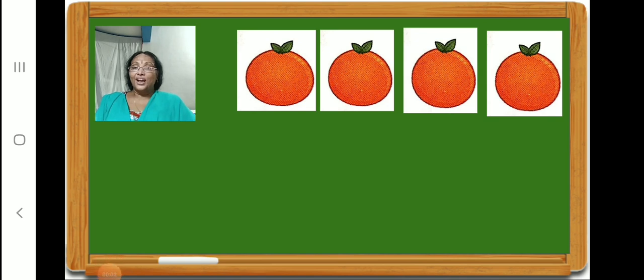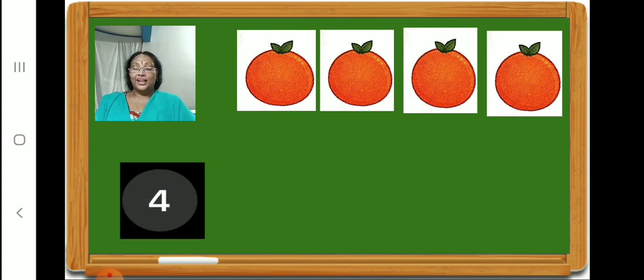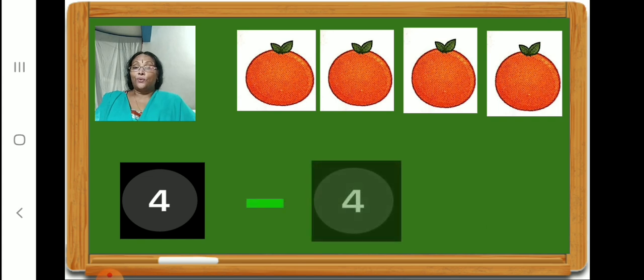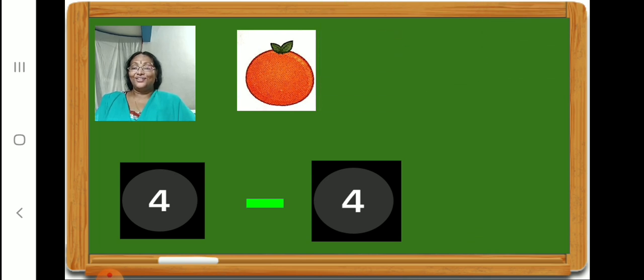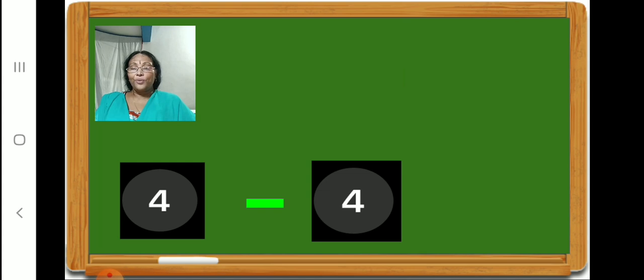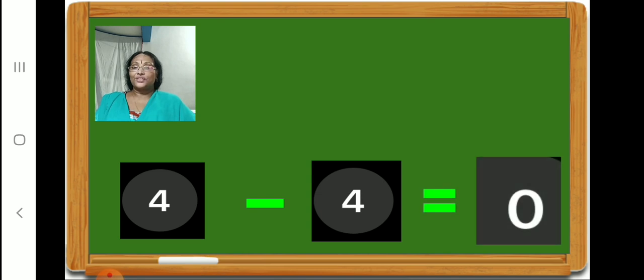Children, how many oranges are there? 1, 2, 3, 4. Now let us take away 4 oranges. Okay? 1, 2, 3, 4. Now how many oranges are left? 0. Therefore 4 minus 4 is equal to 0.